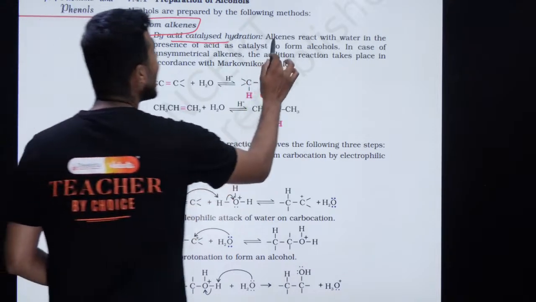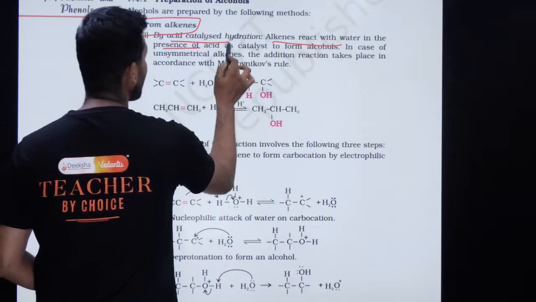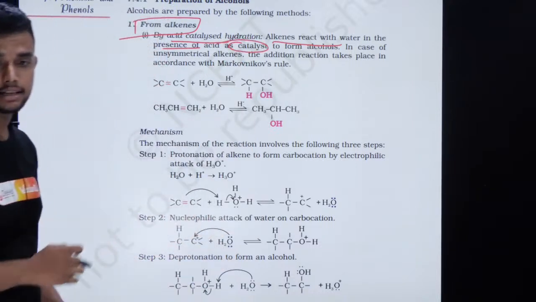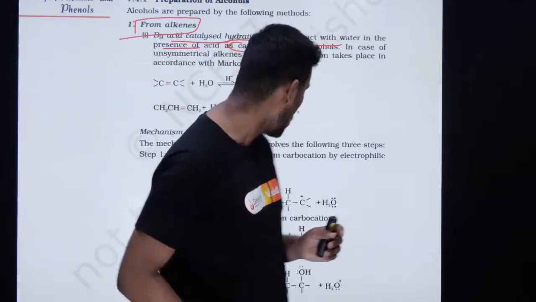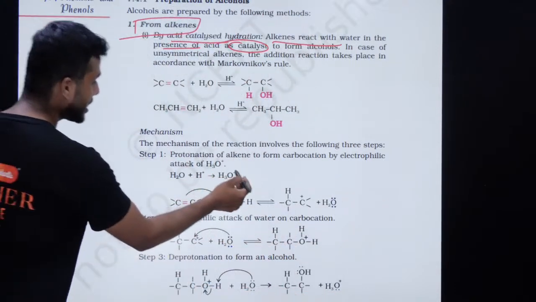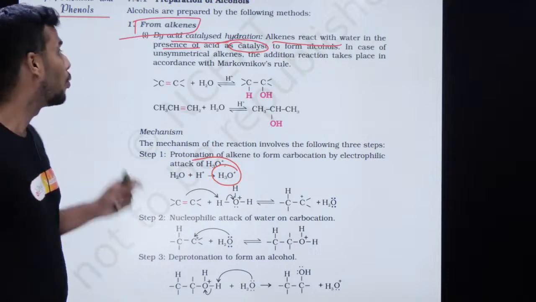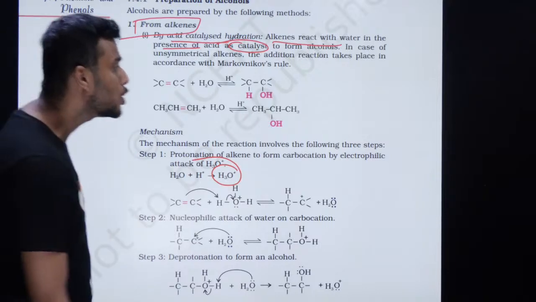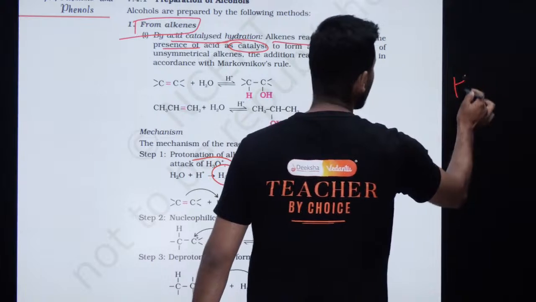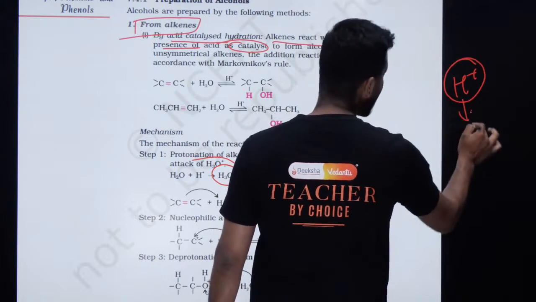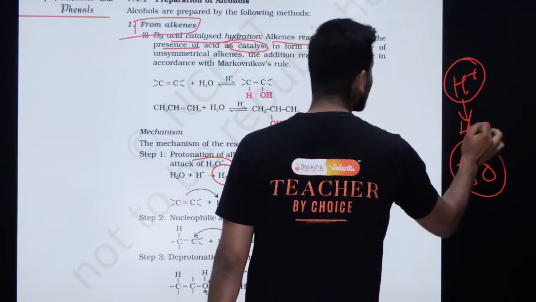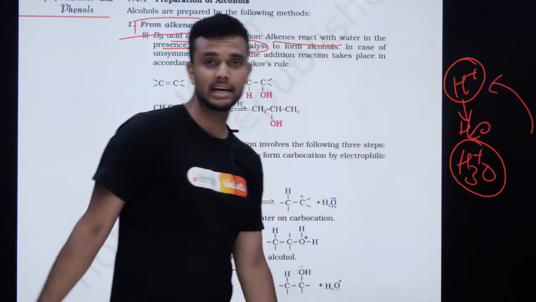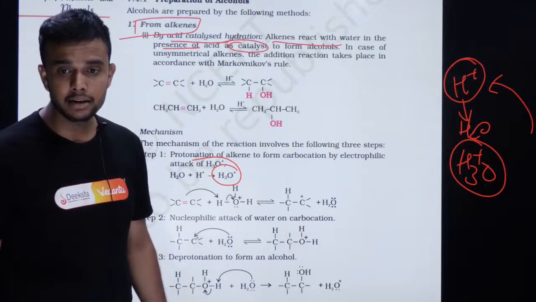Alkenes react with water in the presence of acid as a catalyst. Students, first here we convert the water molecule to H3O plus ion. Look here, H3O plus. What does the acid do? Acid ionizes or dissociates to form H plus ion, and it reacts with one water molecule and forms H3O plus ion. Whenever we dissolve the acid in water, what happens?